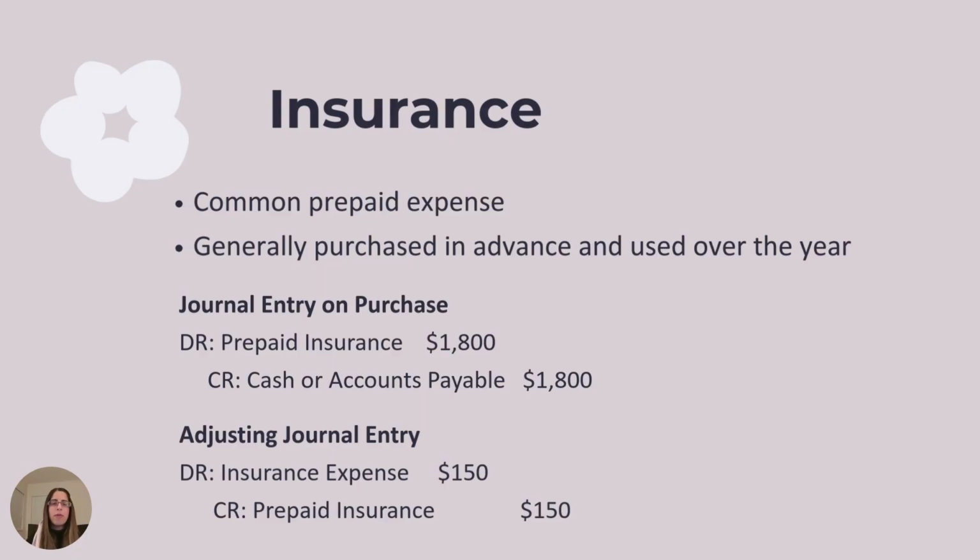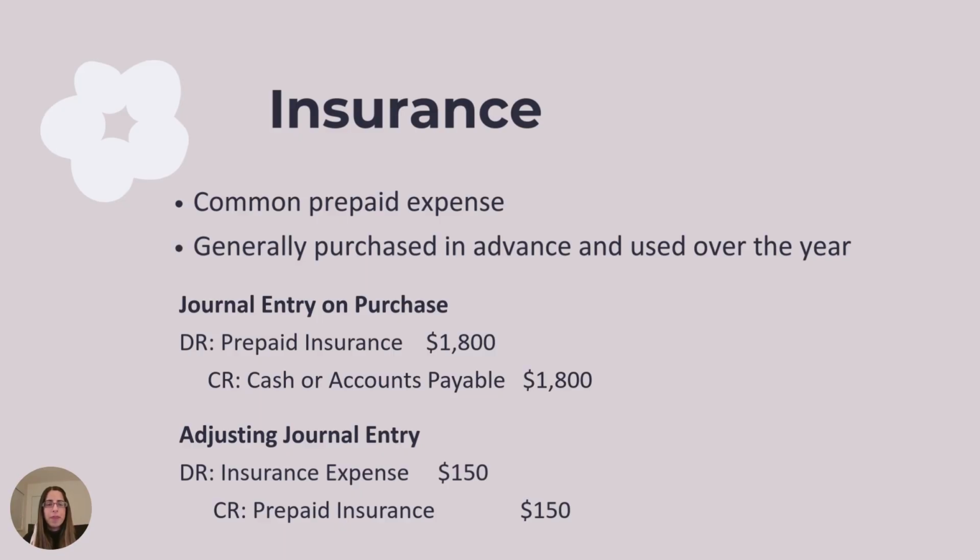We'll do the example of prepaid insurance. It's a very common prepaid expense. It's generally purchased in advance and used over the year. So you can think of car insurance if you pay for it in advance for the year. When you first purchase it, your journal entry will look like debit prepaid insurance. Let's say the car insurance cost 1800, and then you'll credit cash or accounts payable for the same amount of 1800.